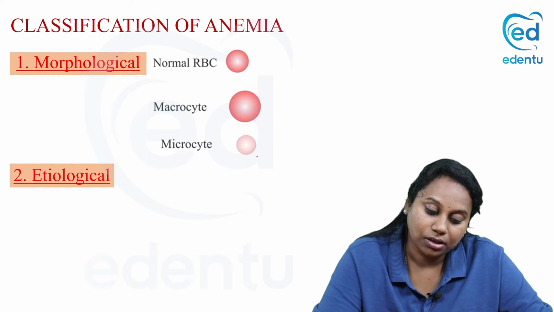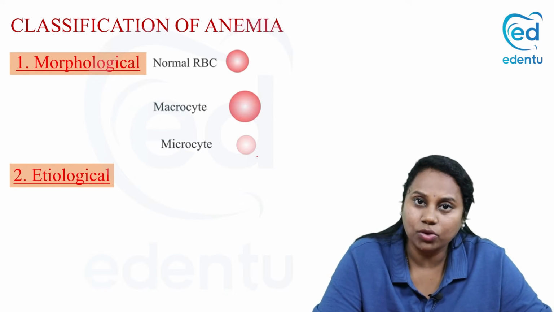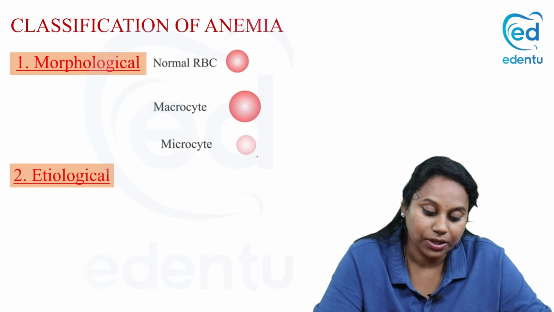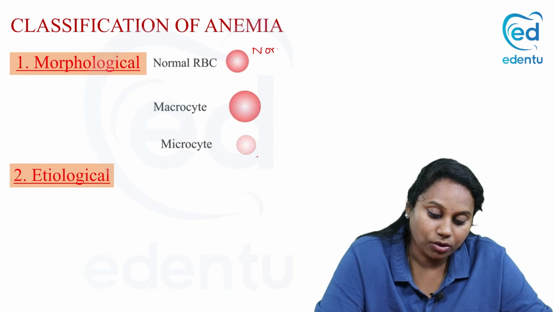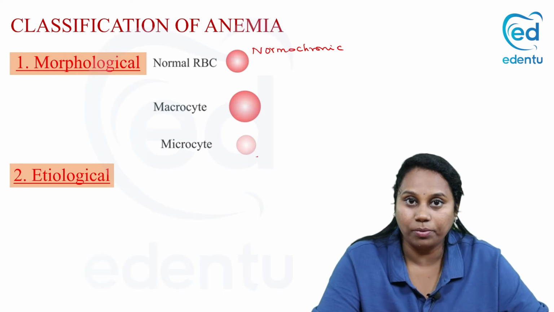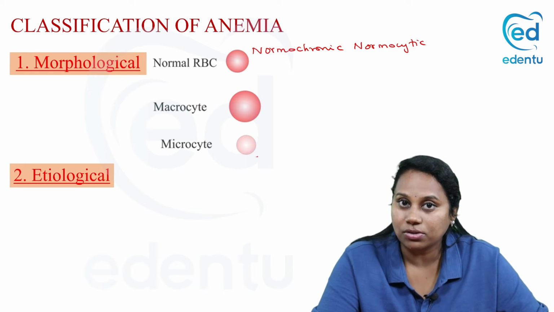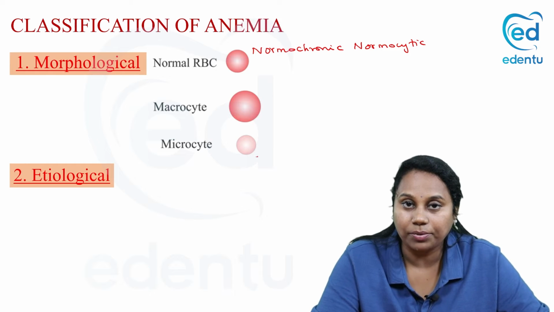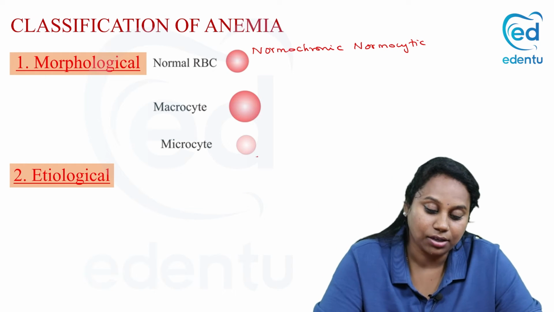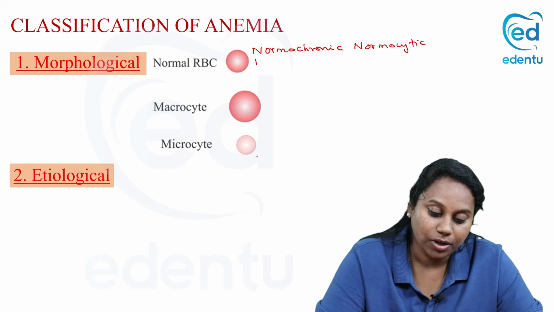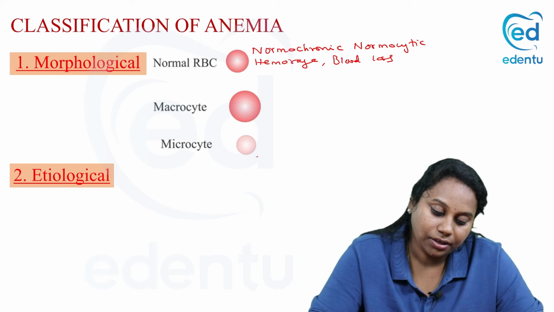There are three types. First, the RBC can look absolutely normal but still there is anemia. This is called normochromic, normocytic. Normochromic means hemoglobin is fine. Normocytic means the size of the cell is also fine. So an absolutely normal RBC but still the patient has anemia. This can occur in cases of hemorrhage or any blood loss.